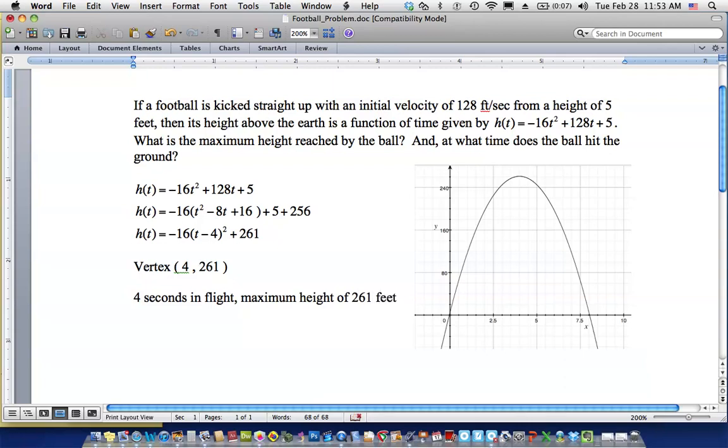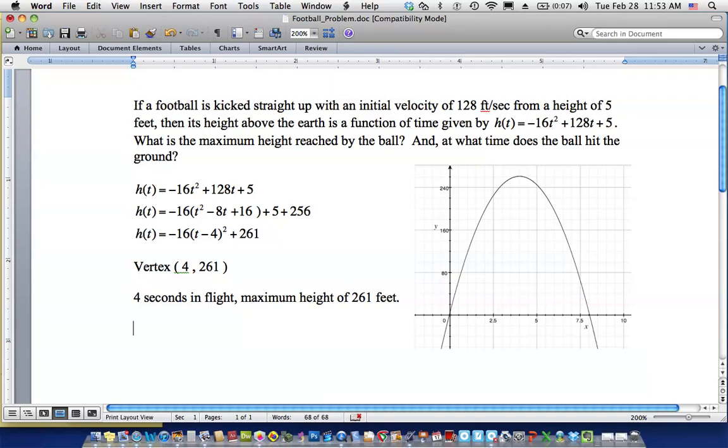Okay, so that's it. Now what's interesting is you think about punters, the hang time for punters. Take a look at the NFL and see what the hang time for punters is. Hang time for punters is not normally 8 seconds, I don't think. So this graphic might be a little bit off in reality.